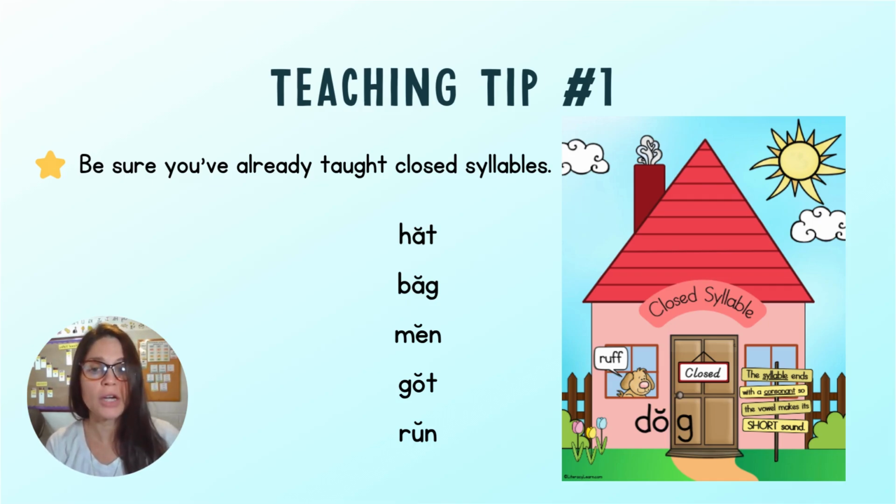So be sure you've taught closed syllables. If you're teaching older students and they already can read these very easily, just go back and instruct them about, oh, this is why these vowels actually make a short vowel sound. It's because it's a closed syllable. So teach them that terminology and help them to understand what a closed syllable is. Then quickly move on to what an open syllable is.